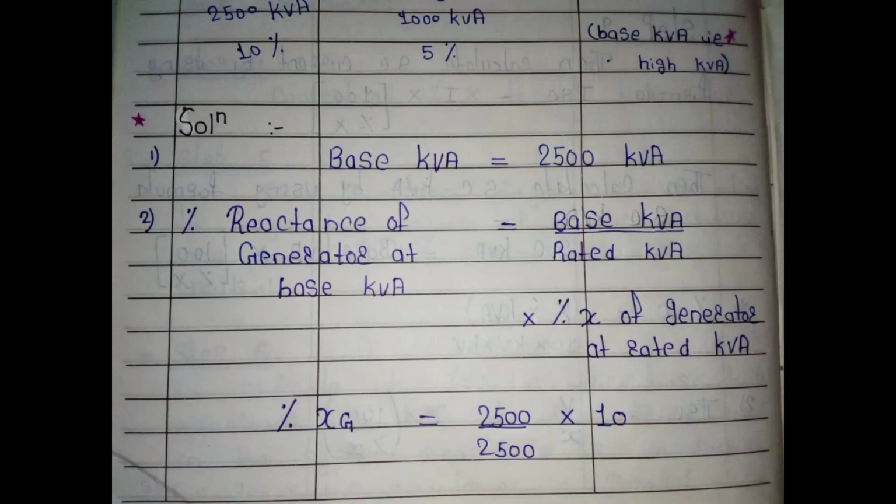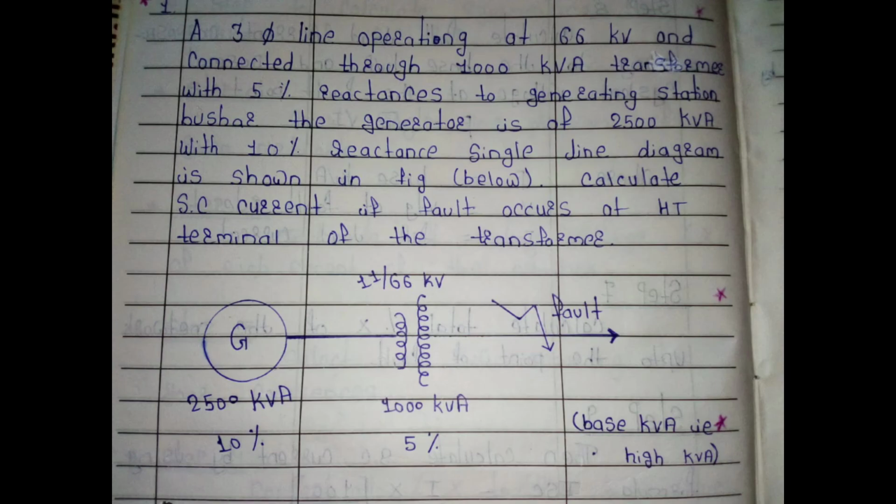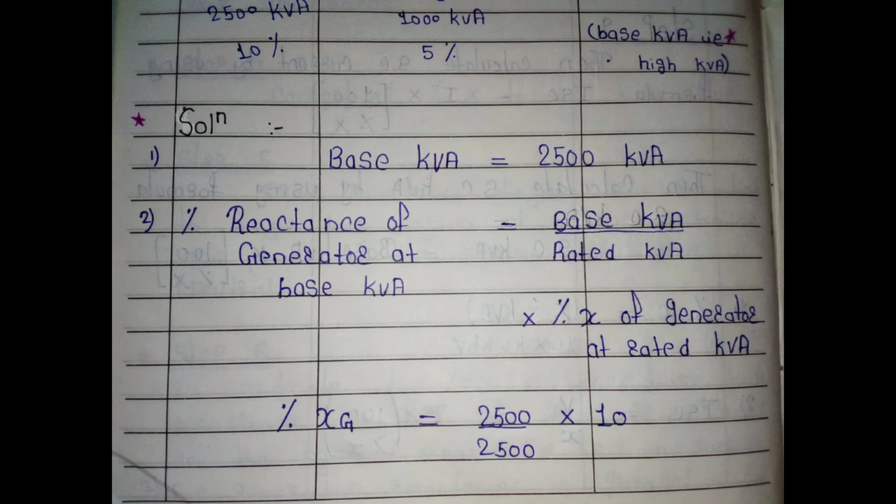So here is the solution. First of all, we find the base kVA. There are two ratings, 2500 and 1000 kVA, so the higher is 2500 kVA. So base kVA is equal to 2500, because it is the higher rating.